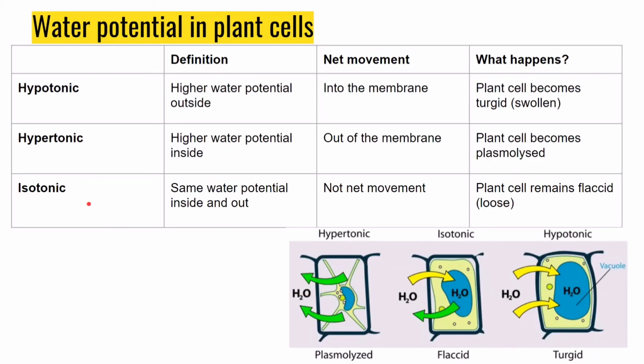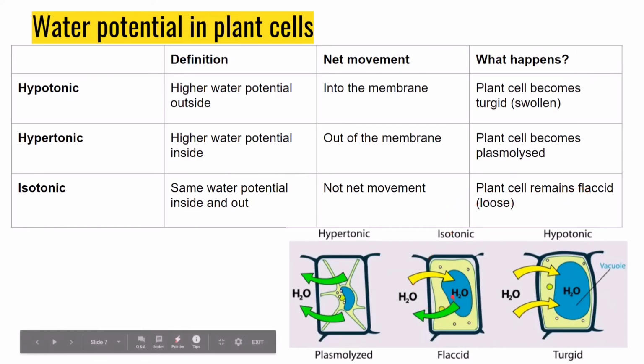And lastly, isotonic, with the same water potential inside and out of the cell, means there's no net movement of water. So the plant cell remains flaccid. And this just means it's loose. As you can see here, the same water molecules are moving in and out. There's no net movement of water molecules.